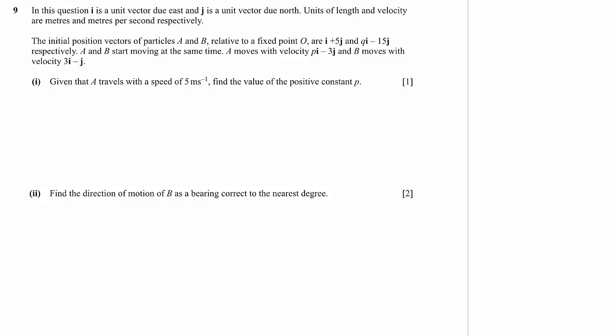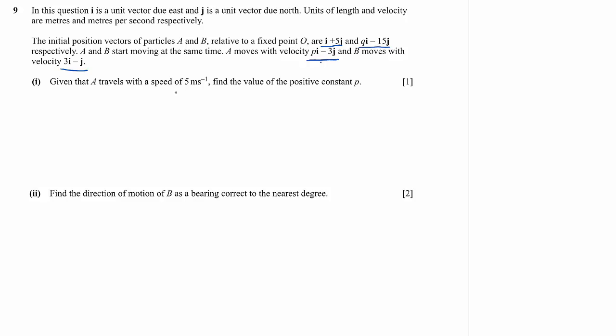In this question, i is a unit vector due east and j is a unit vector due north. Units of length and velocity are meters and meters per second respectively. The initial position vectors of particles A and B relative to a fixed point O are i plus 5j and qi minus 15j. A and B start moving at the same time. A moves with velocity pi minus 3j and B with velocity 3i minus j.